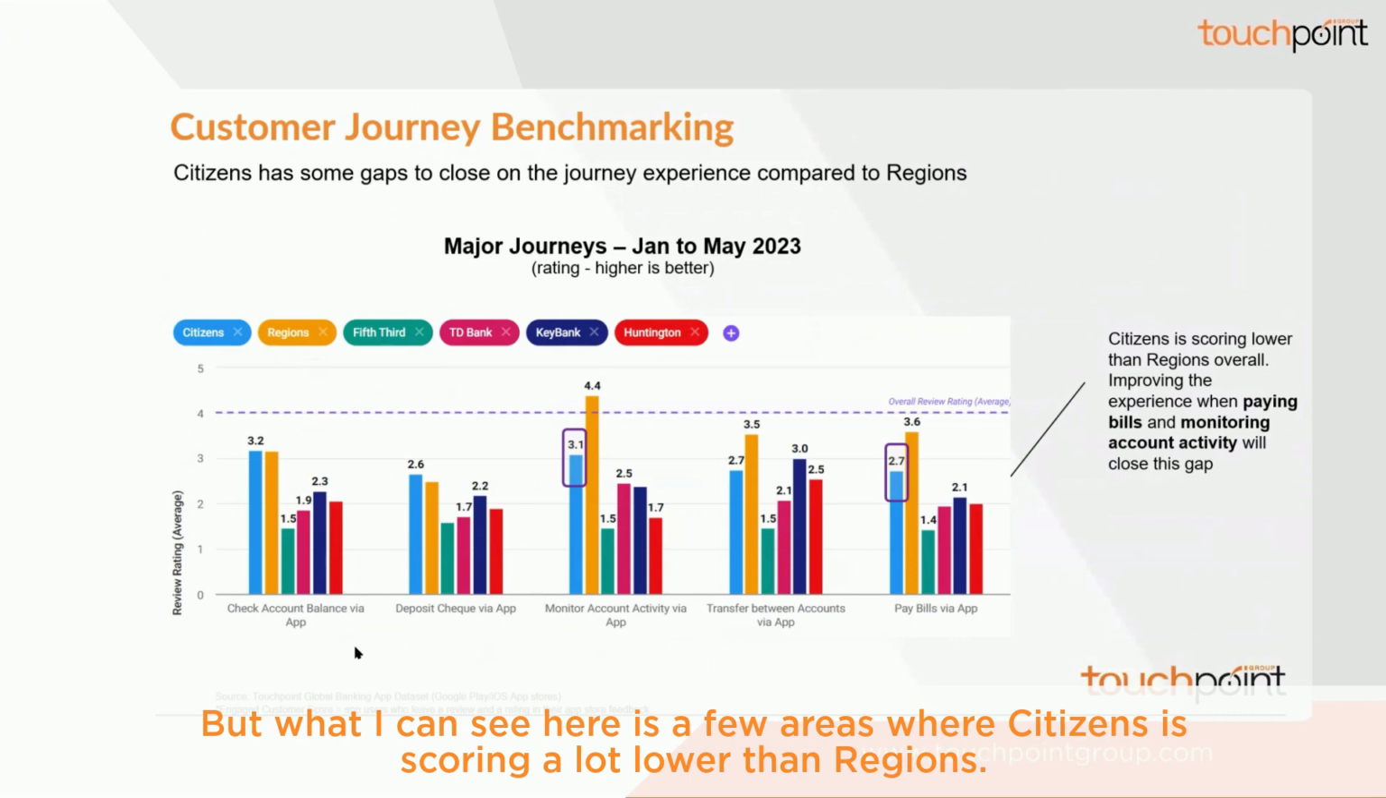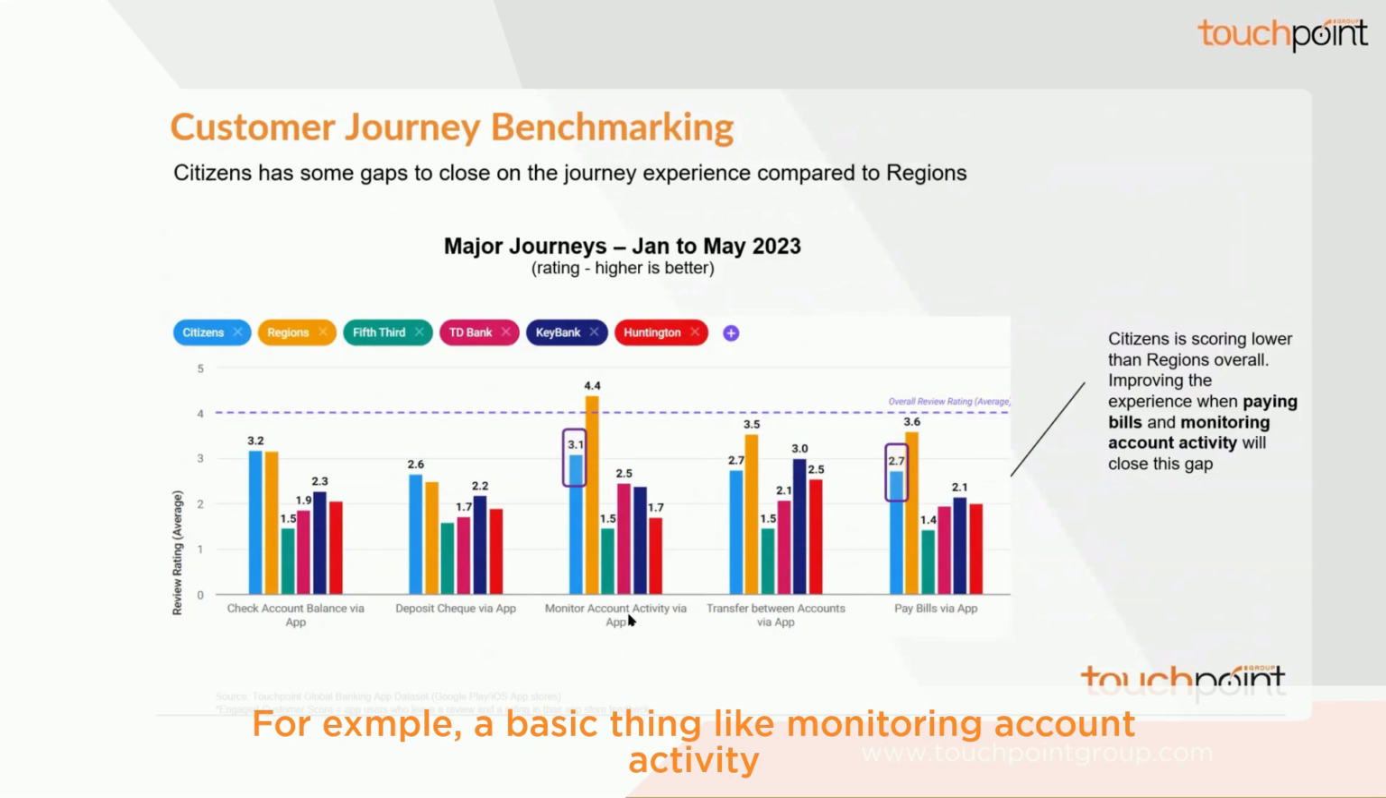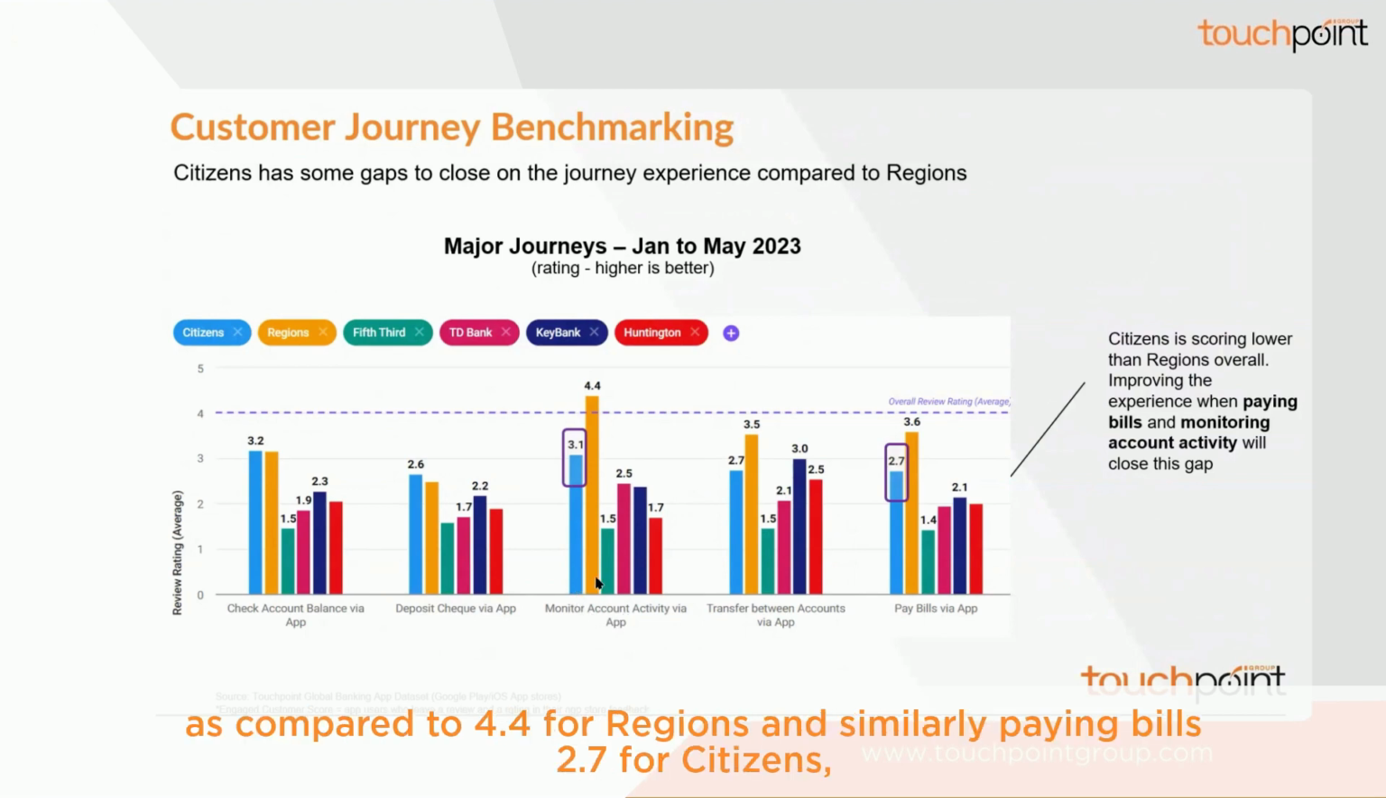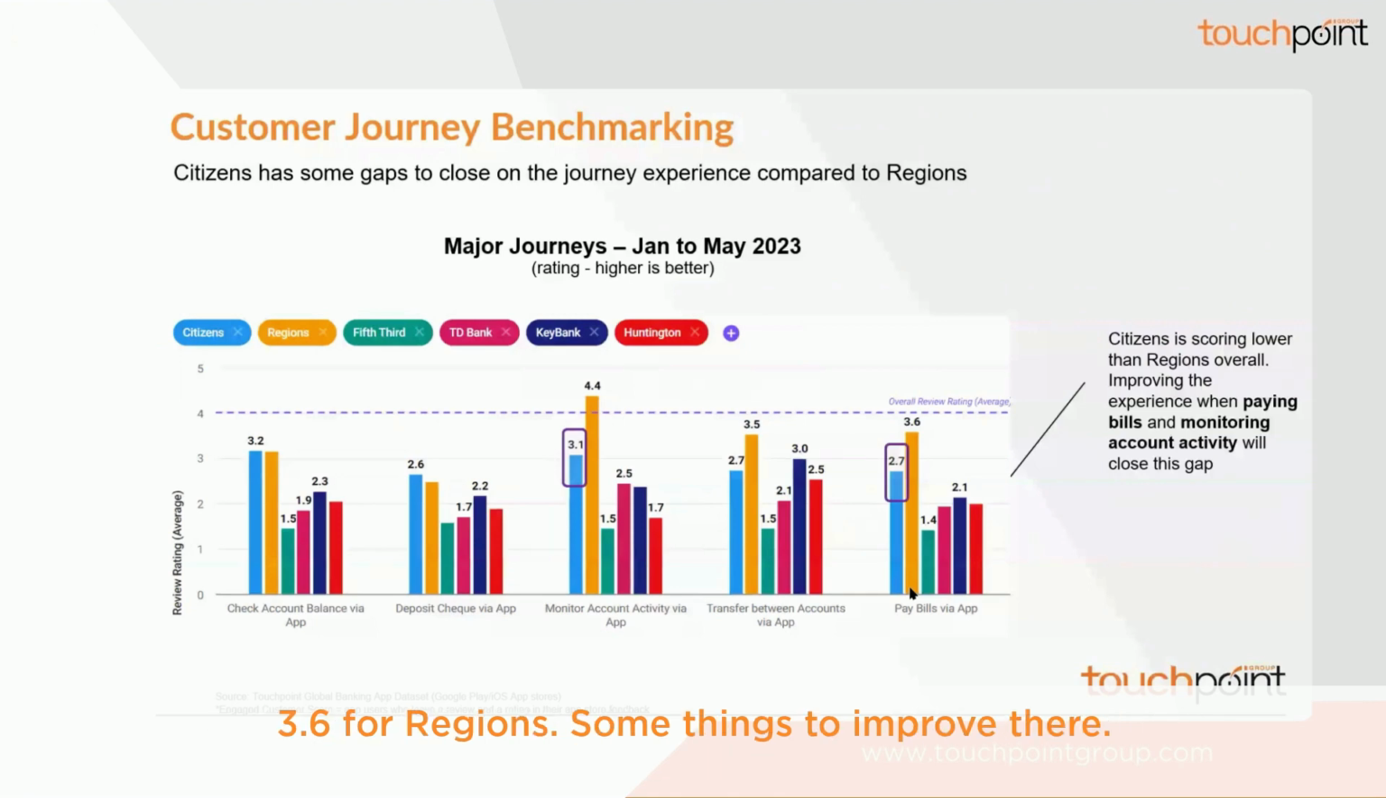But what I can see here is a few areas where Citizens is scoring a lot lower than Regions. For example, a basic thing like monitoring account activity is only scoring a 3.1 for Citizens as compared to 4.4 for Regions. And similarly, paying bills, 2.7 for Citizens, 3.6 for Regions. So some things to improve there.